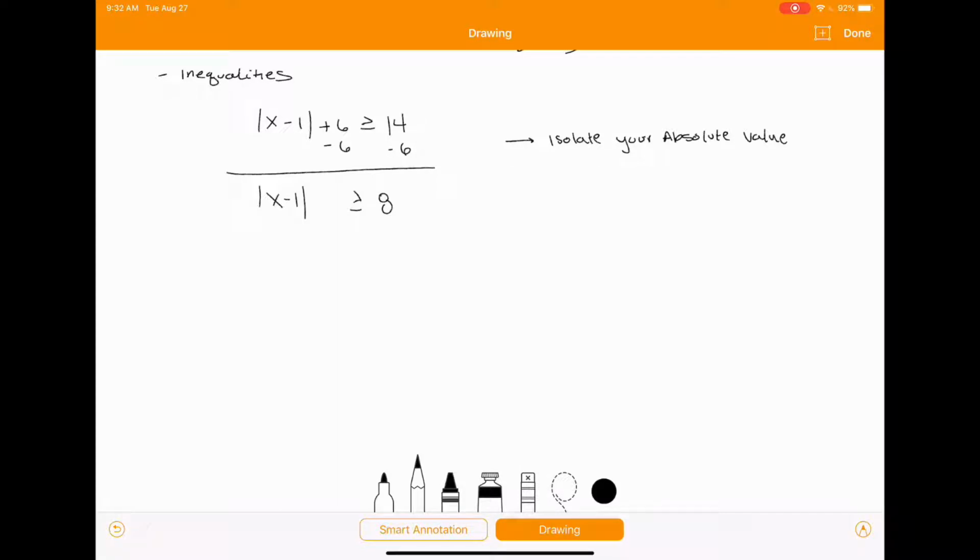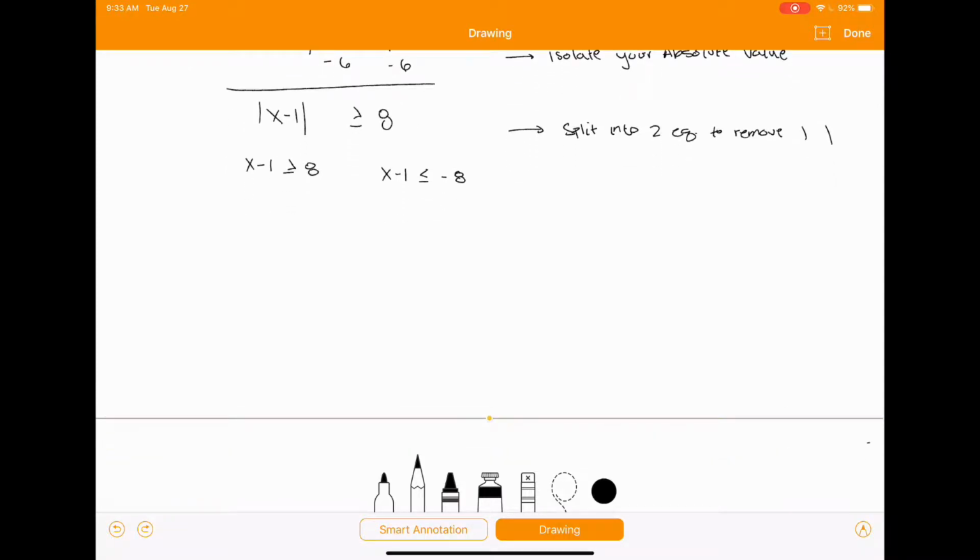All right. Now that we have this here, we can go ahead and split into two inequalities to remove our absolute value. So this is going to end up being x minus 1 is greater than or equal to 8, and x minus 1 is less than or equal to negative 8. Now with inequalities, when you apply the negative to your second inequality, you also flip your inequality sign. All right, that's really important that you get that direction on your inequality correct.